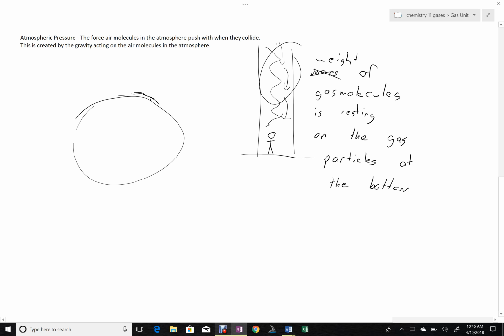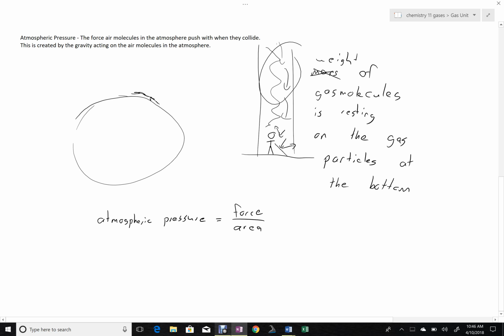What that means then is that there's a lot of force pushing down on these gas molecules. So when they run in to anything down here, they're going to have a lot of force to deliver on that collision. So that force, again, when we consider it per unit area, we call pressure. And the pressure associated with the entire atmosphere sitting on top of us is called the atmospheric pressure.